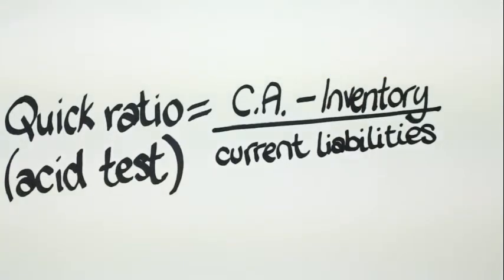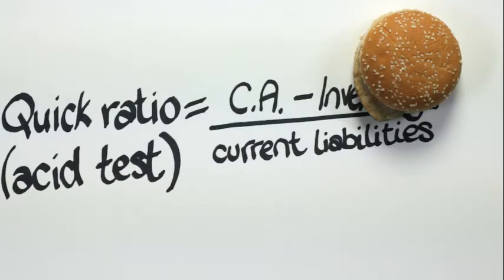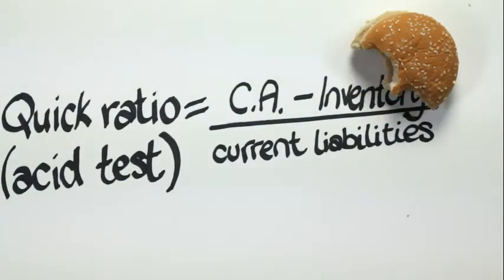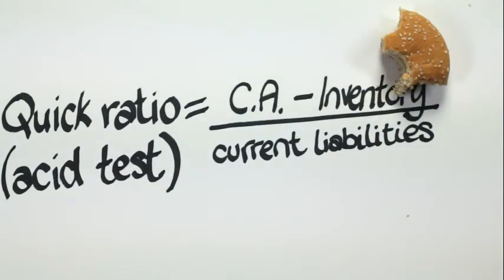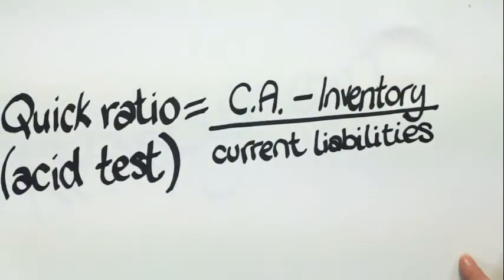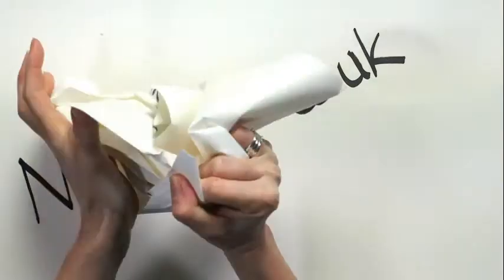But sometimes, for example if it's a fast food company, the inventory is turned over almost daily. Most of it really does get turned into cash every day, so it's not such a big deal. There you go. That's liquidity ratios all wrapped up.